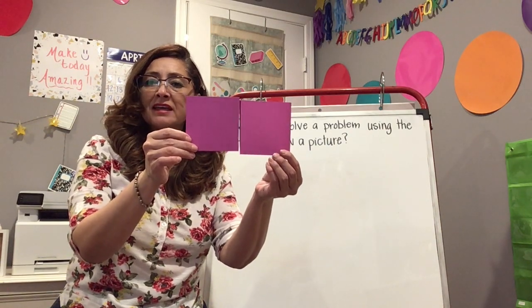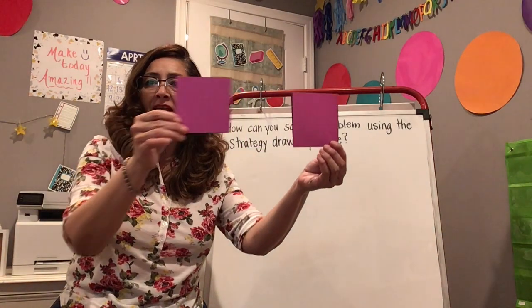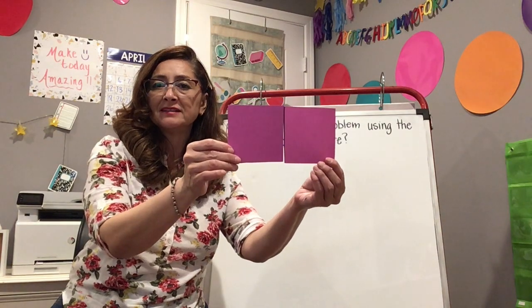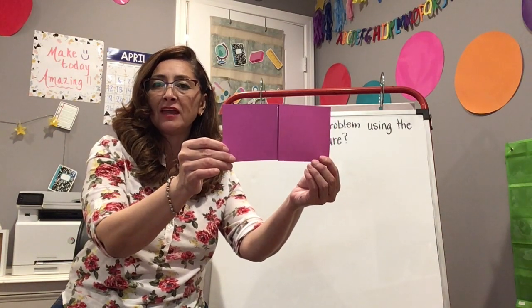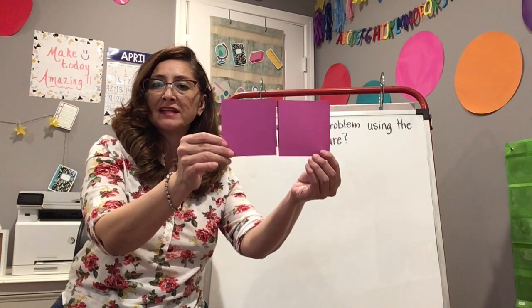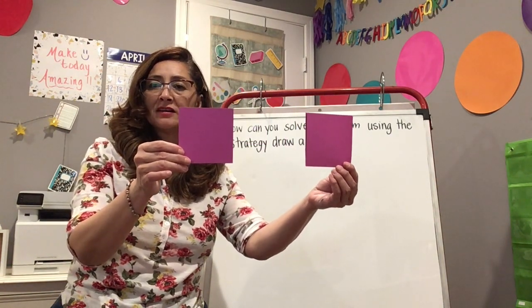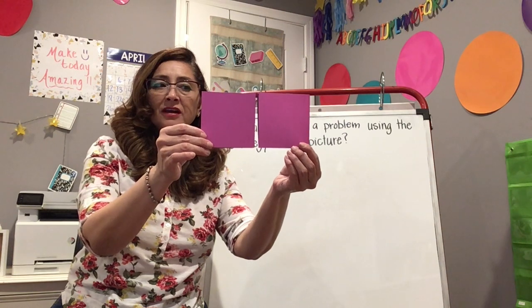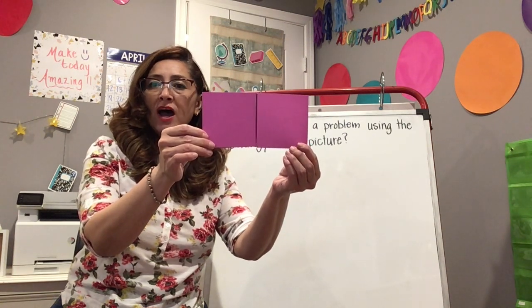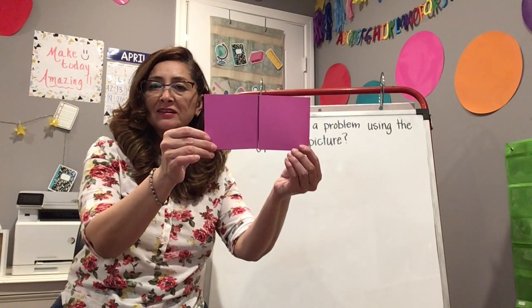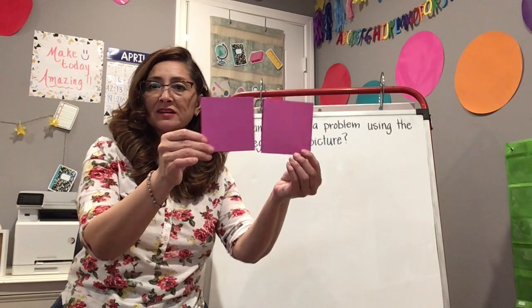I could take it apart and I could combine it and it will make a rectangle. So if I take it apart, it'll make 2 squares. If I put it together, I can make 1 rectangle. Good job, boys and girls.